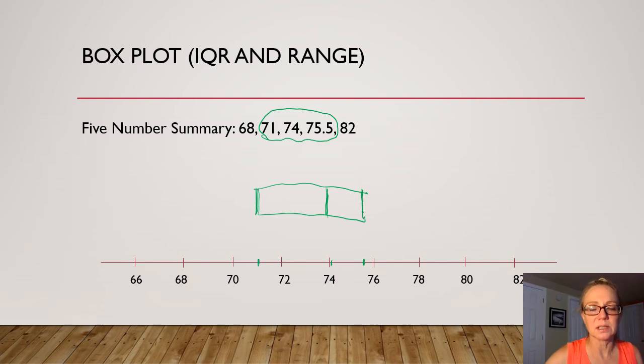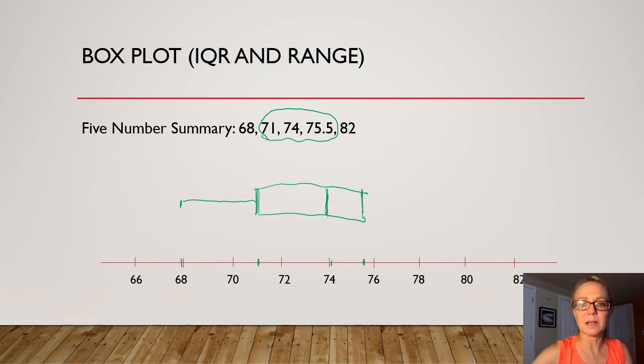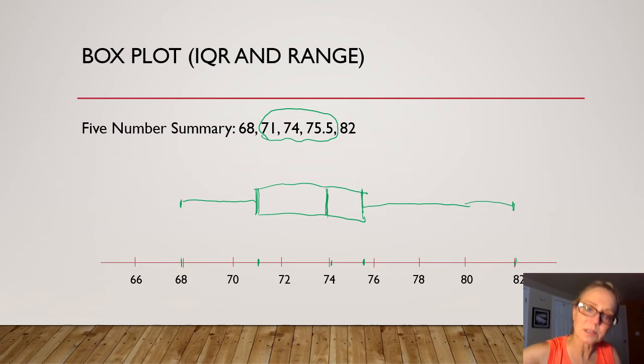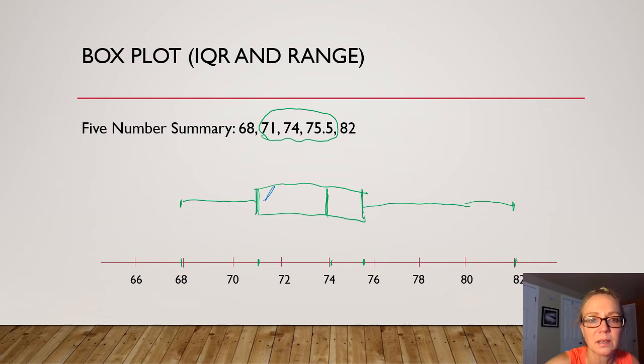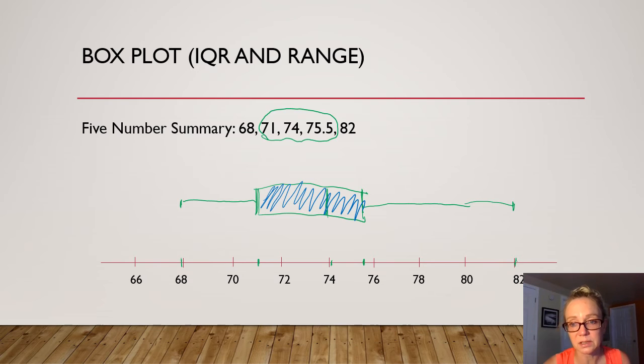Now the whiskers extend to the minimum and to the maximum. My minimum is at 68, so I draw a little tiny line there and I extend a line. My maximum is 82, which is way out here. So I draw a little line and then I connect it to the box. And that's a box plot. This in the center, basically you're going from, remember the money analogy, from 25 cents to 75 cents. So this is the middle 50% of the data. From 25 to 75 is a change of 50.